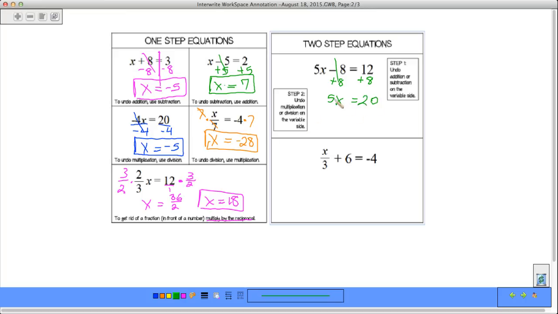Now, step 2, now I'm ready to deal with that multiplication and division. This is 5 times x. To undo the multiplication, I must divide. So I'm going to divide by 5, which gives me x equals 4.